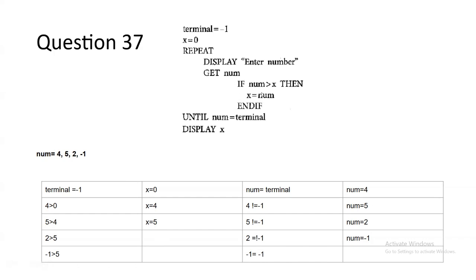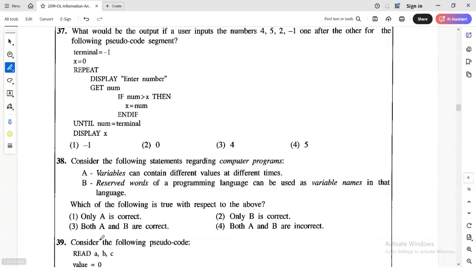So if part will not execute, you come here and you check the condition. Num is -1. Terminal is -1. -1 equals -1. So you have to stop this repetition. You come out and you display your x. X is 5 still. Okay, so if you go for a table like this, it's really easy for you to get the answer. No need to be very systematic and nicely written, but it is really helpful. So your answer will be the fourth one.